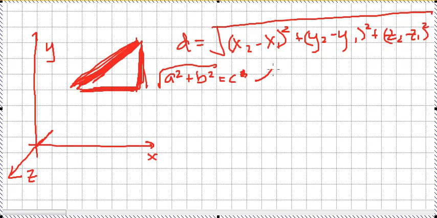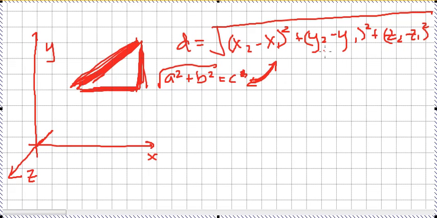Now, take a look at this. Don't these two look kind of the same? Instead of a c, you have a d. Instead of an a, you have this weird thing in the parentheses. Instead of a b, you have this weird thing in the parentheses. Well, that's totally where it comes from.